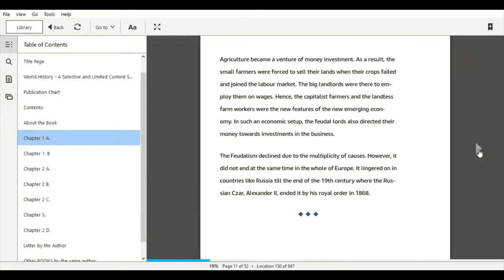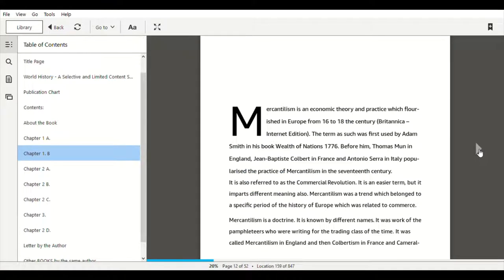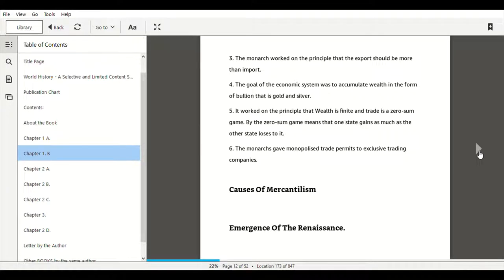Now let us look into the rise and growth of mercantilism. In the case of mercantilism, I have tried to explain the doctrine of mercantilism from its earlier time. My explanation is somewhat different from the general textbooks available in the market. Then the features of mercantilism; again here you will find that the points I have taken are somewhat different from the books you find in the market.